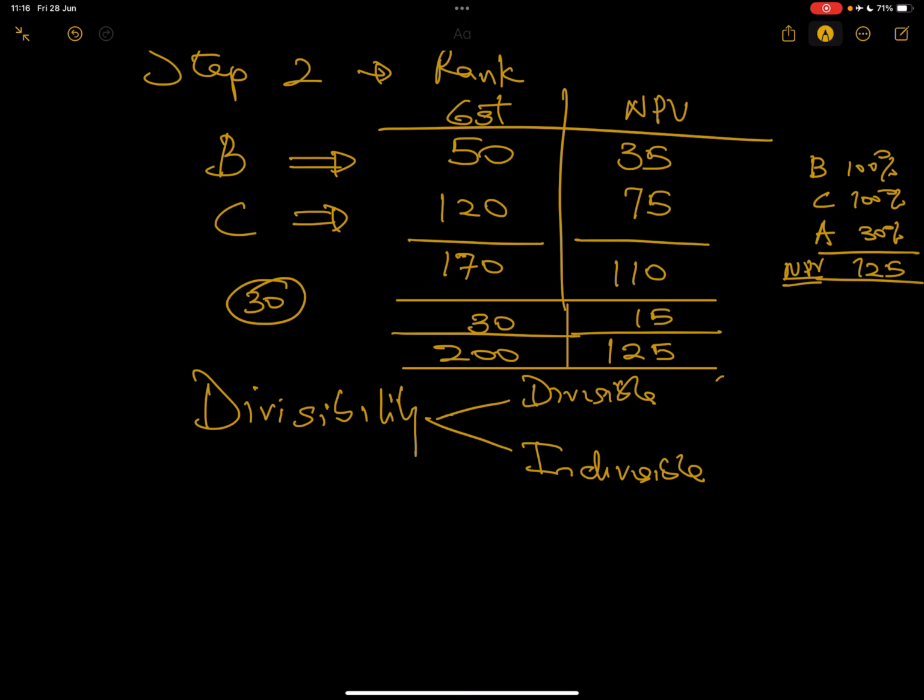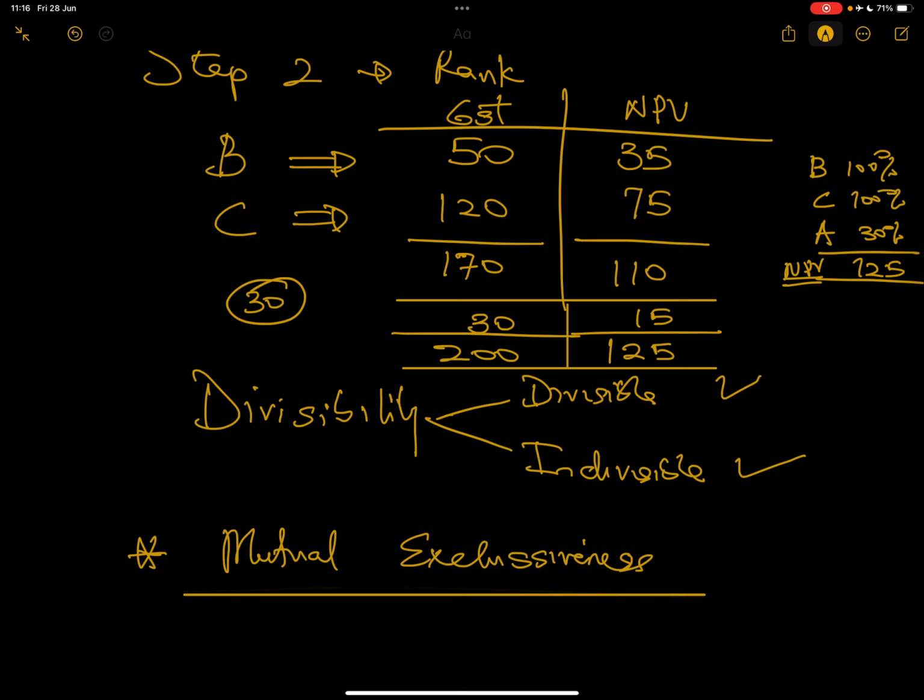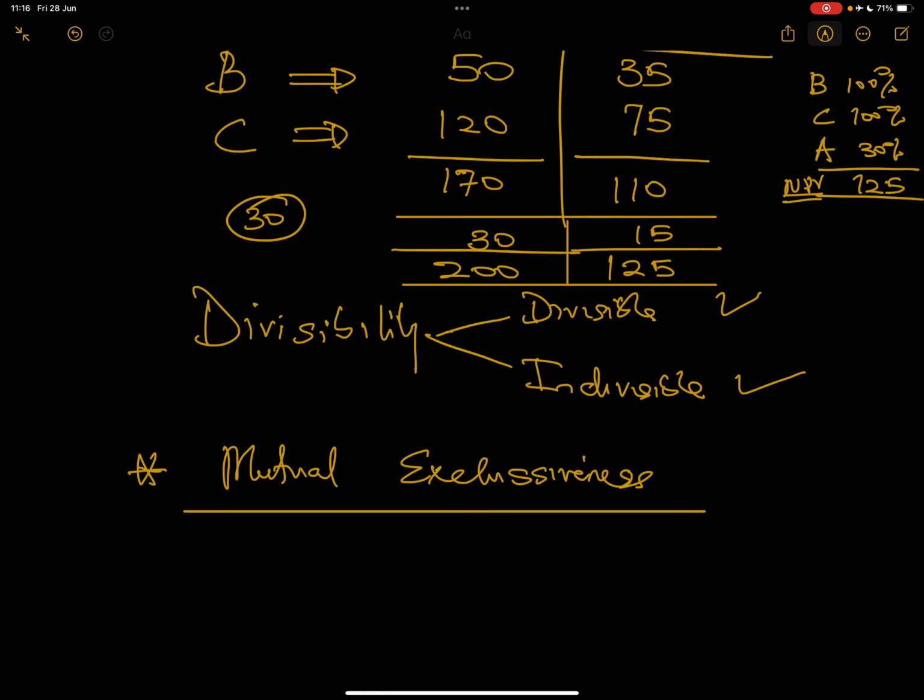But beyond divisibility and indivisibility, they can also introduce the third concept of mutual exclusiveness. And what does this mean? Every time they say something is mutually exclusive, it means that they cannot occur together. They cannot appear together. That is what it means.